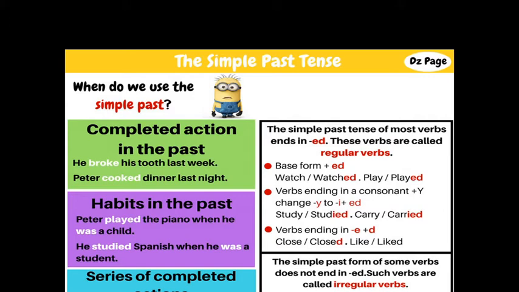Number three, when actions are completed in series. For example, he sat down, took out a notebook and a pen and started taking notes. He made breakfast, drew. See this? There is he sat down, took out, started, made, drew. This is all the series. Okay.